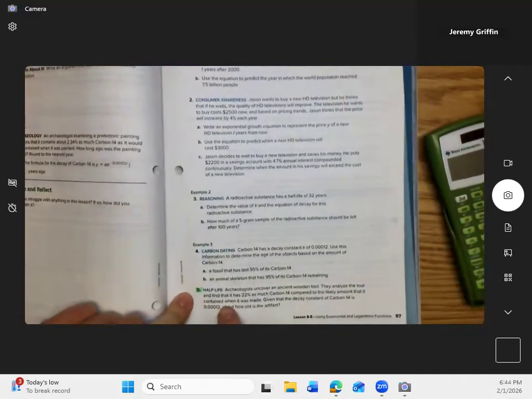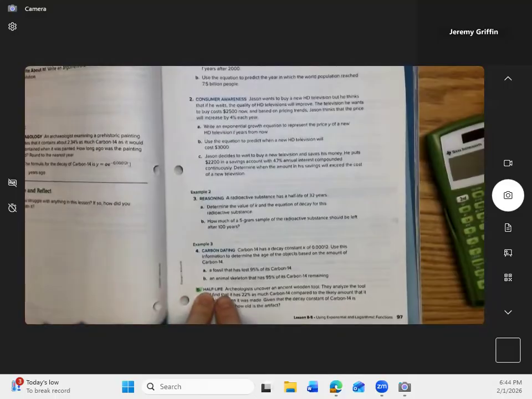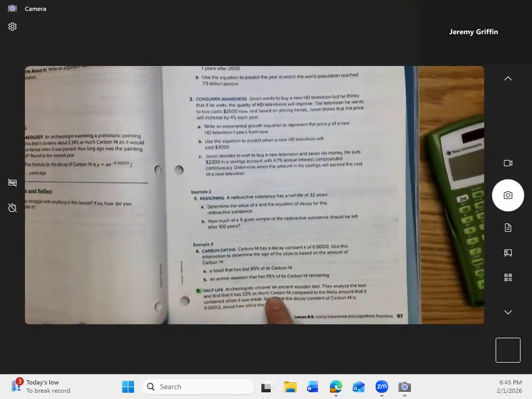Number 5. Half-life. Archaeologists uncover an ancient wooden tool. They analyze the tool and find that it has 22% of the carbon-14 compared to what it should have when it was made. So all living organic material has some consistent ratio of carbon-14. But once something dies, then that starts to decay. Now we're down to 22%.